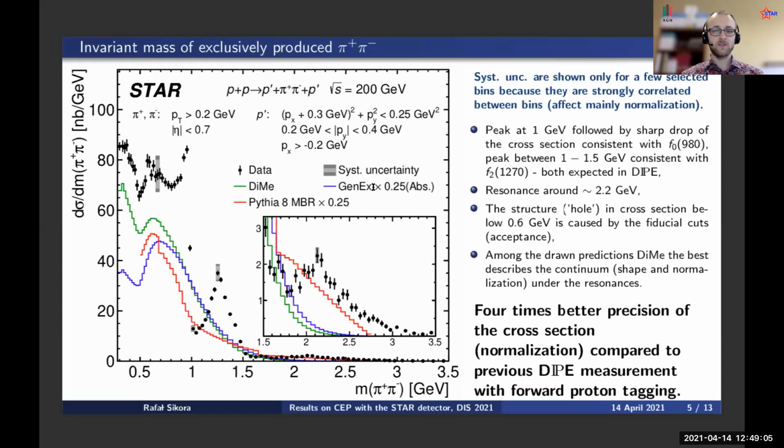For the GenX, we scaled the prediction by 0.285, which more or less corresponds to the expected size of absorption. And Pythia predictions are scaled by 0.25 also, just to have correct scale compared to other predictions.